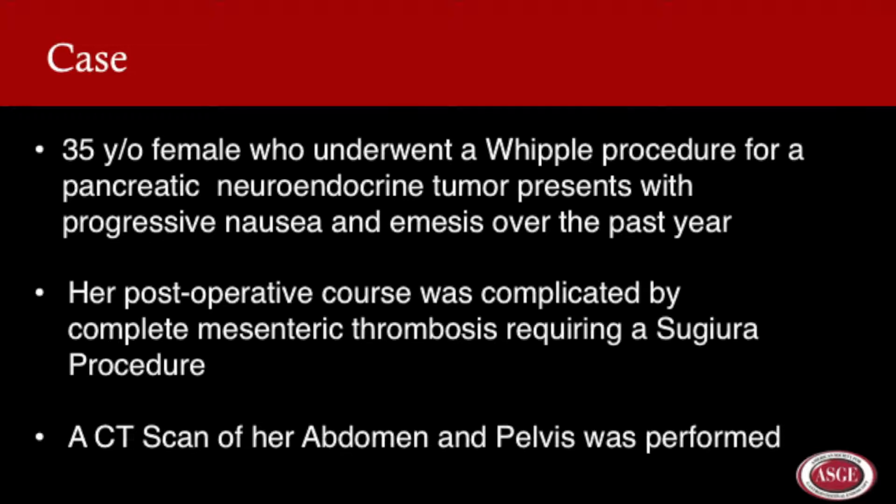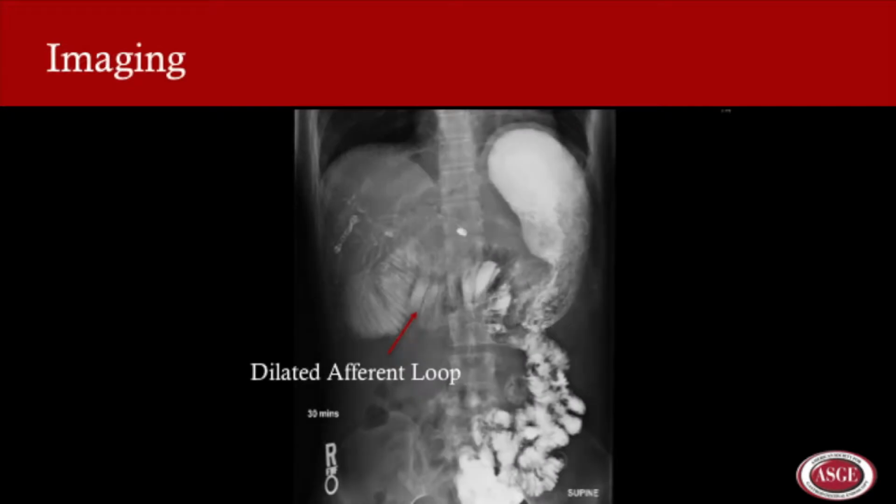Her post-operative course was complicated by complete mesenteric thrombosis requiring a Segura procedure. A CT scan of her abdomen and pelvis was performed. As seen here, there is a massively dilated afferent loop coming from the gastrojejunectomy.